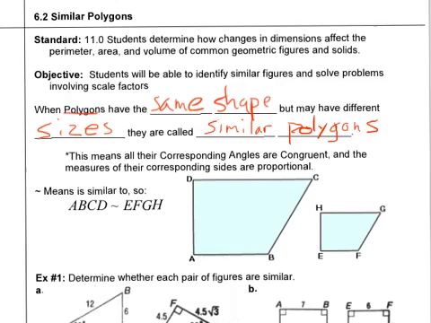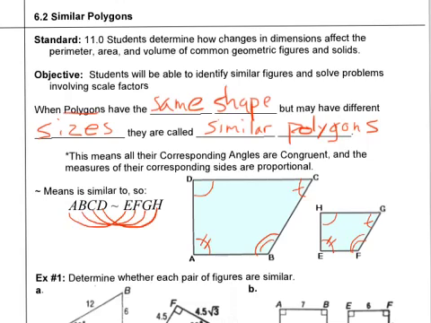My handwriting is atrocious. So this means that all their corresponding angles are congruent, and the measures of their corresponding sides are proportional. This little symbol here is similar to, and we could say, hey, look, angle D here is congruent with angle H, angle C is congruent with G, F is congruent with B, and E is congruent with A. That's what this means. And notice I put them in corresponding order. Okay, so that's what similar means.